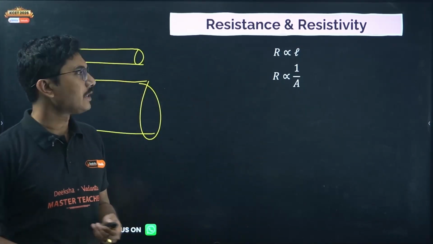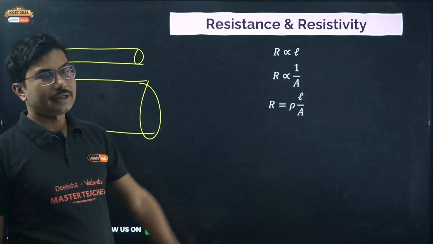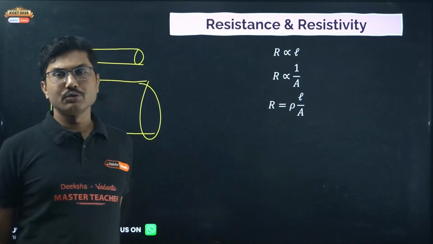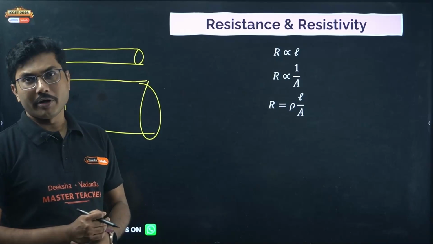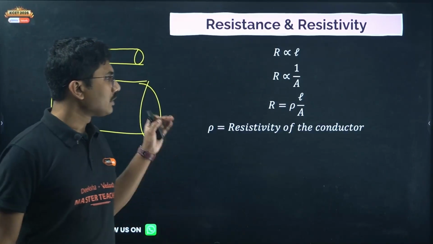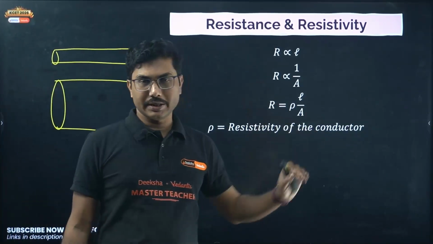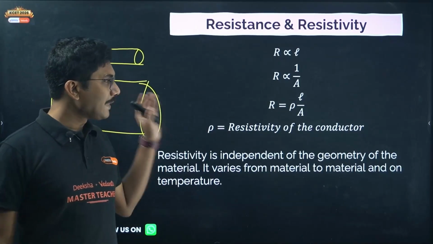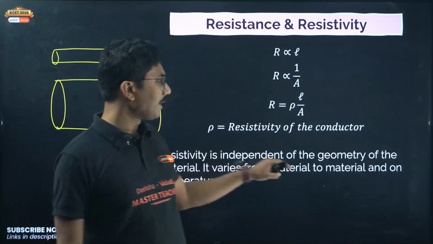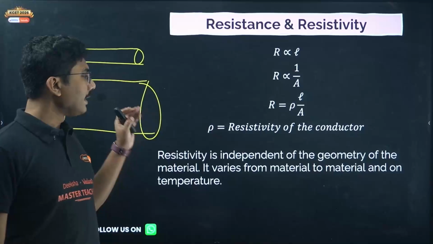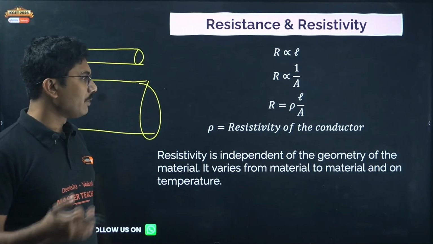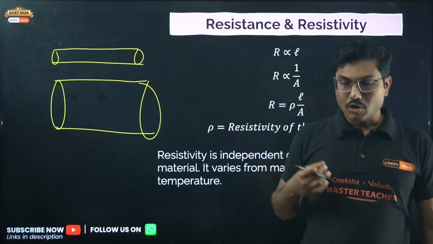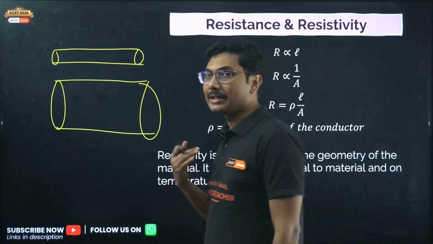Resistance is a very common term. And if you remove the proportionality symbol, you can write resistance equals rho L upon A. What is rho? Rho is called the resistivity of the conductor. It depends on the material. Resistivity is independent of the geometry of the conductor. It varies from material to material, and with temperature. So resistivity is a constant for a given material at a given temperature.